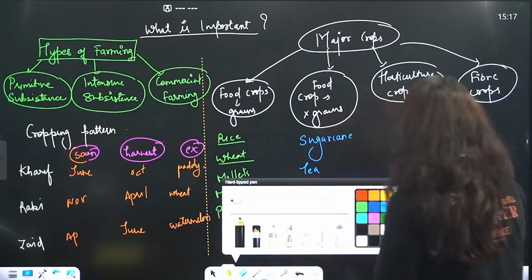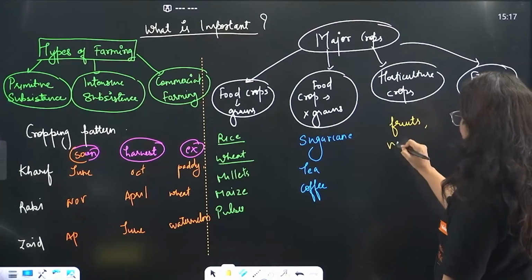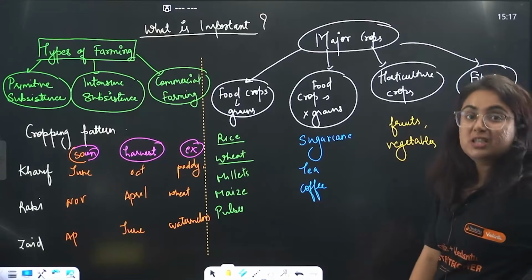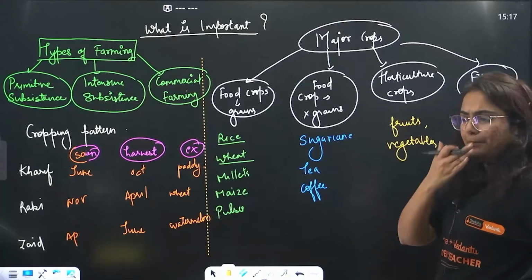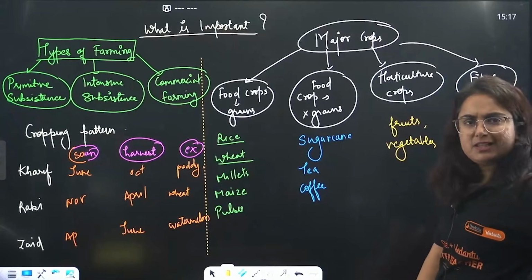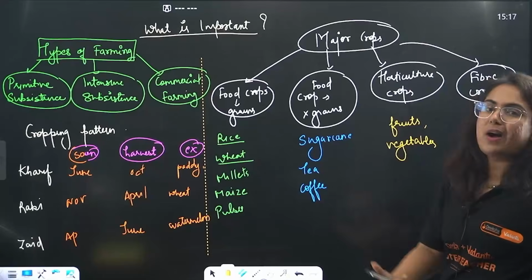Horticulture crops, yes. So horticulture crops, it was fruits, then vegetables, like apple, apricot and walnut from Jammu Kashmir. Mangoes from Maharashtra, oranges from Nagpur, lychee and guava from Uttar Pradesh. So this is the way we have to revise it thoroughly.